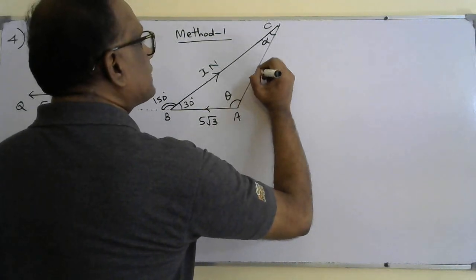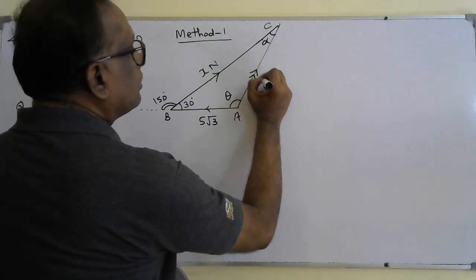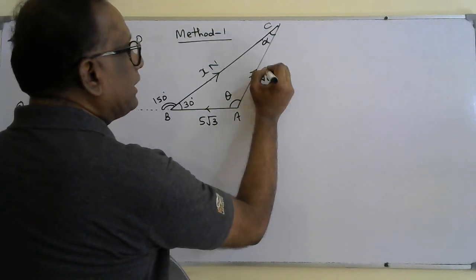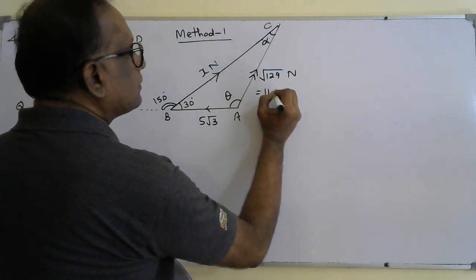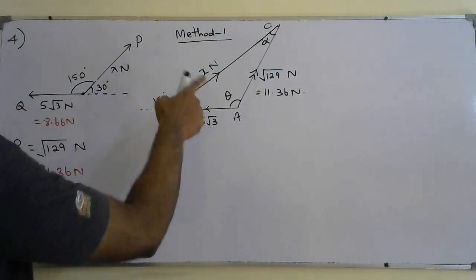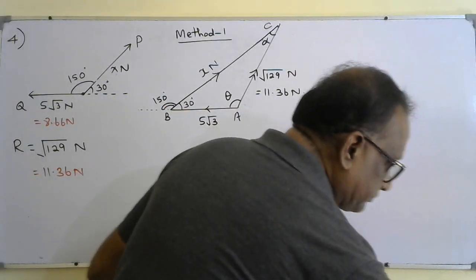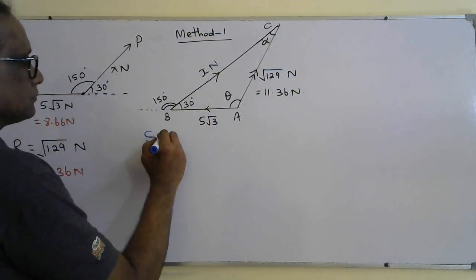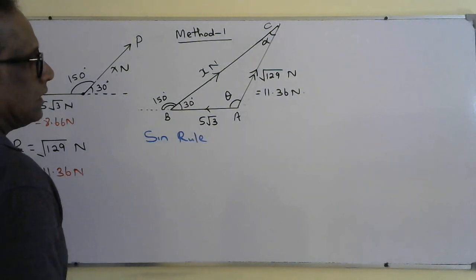So the resultant force is given as square root of 129 Newton. That means 11.36. Okay, so I need to find x and theta. Simple, in one line we can get it. Use the sine rule. So what does the sine rule say?